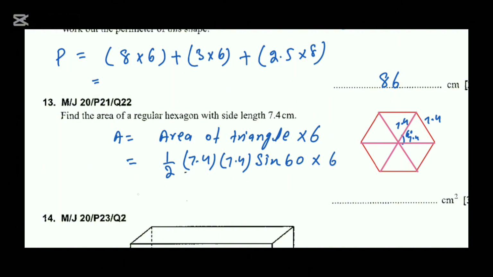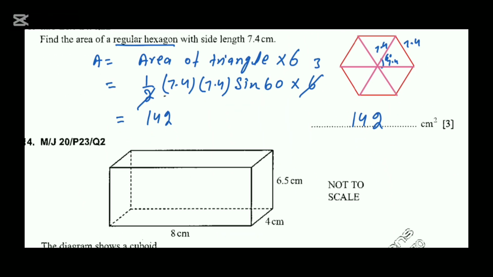Okay, so multiply by 6. When you solve it, you will get 142 centimeter square as the area of this regular hexagon. So please remember, a regular hexagon has 6 equilateral triangles. That's why we use the formula of the area of an equilateral triangle, and then multiply it by 6.